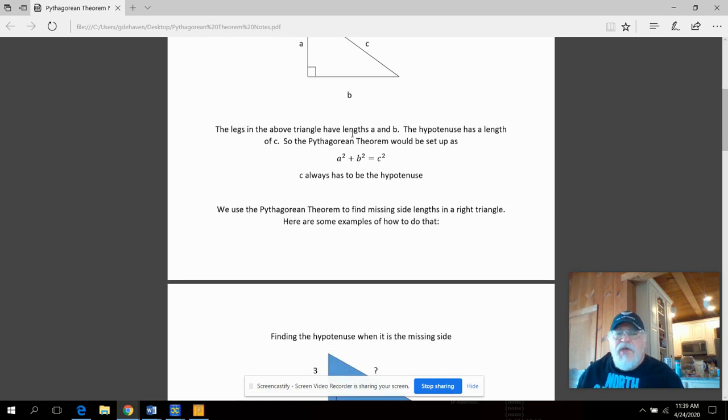So, what the Pythagorean theorem actually sets up for us is this equation. You take A and square it, you take B and square it, and you add those together, and that's going to equal C squared. Okay? C has to be the hypotenuse. It is vital that you recognize the hypotenuse because it's got to be over here by itself. Okay? Like I told you before, we use these to find missing sides of triangles.